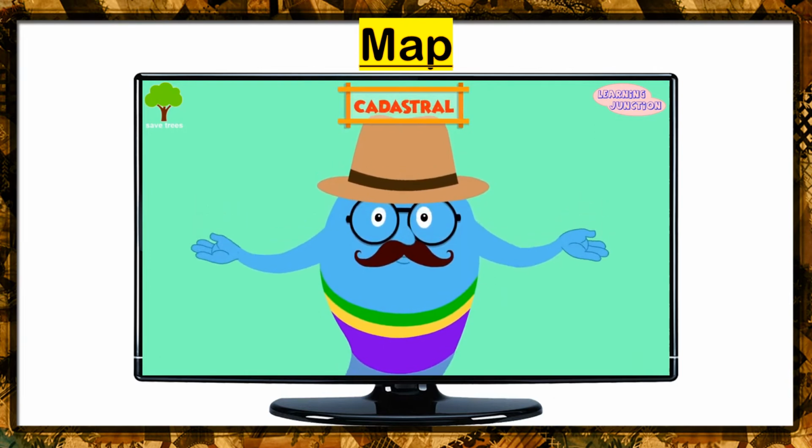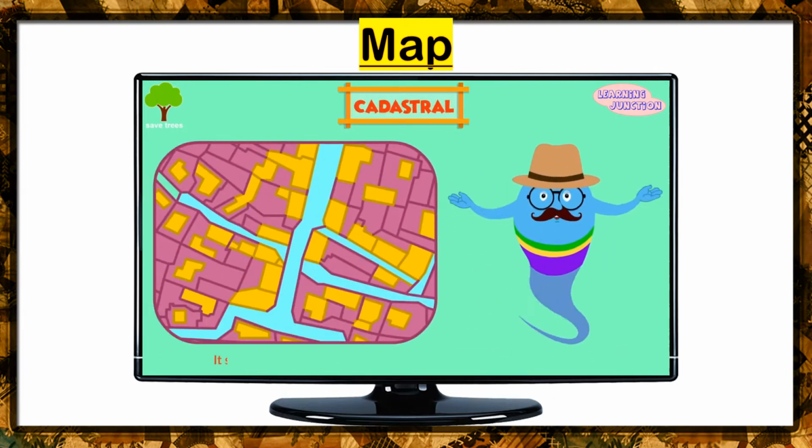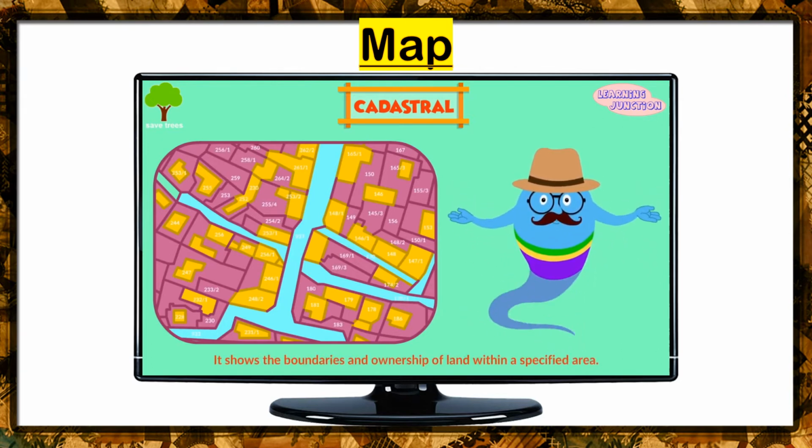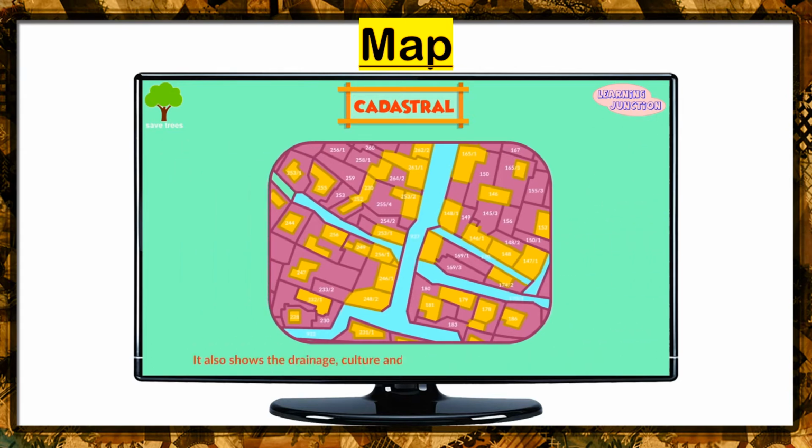Cadastral maps. See this cadastral map? It shows the boundaries and ownership of land within a specified area. This type of map may also show drainage, culture, and other things relating to use of the land.